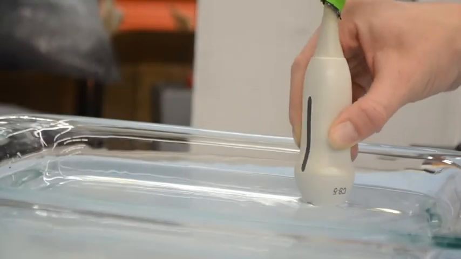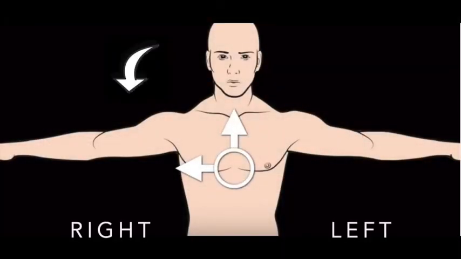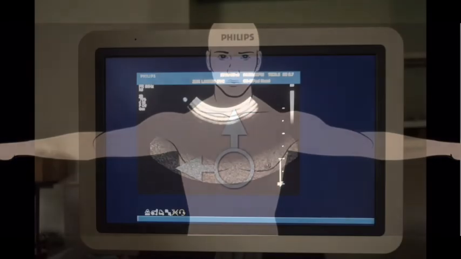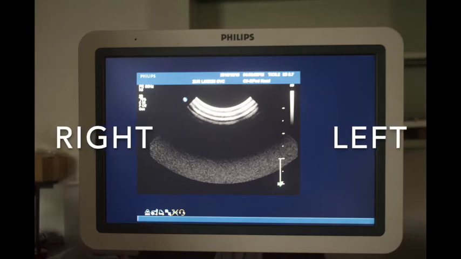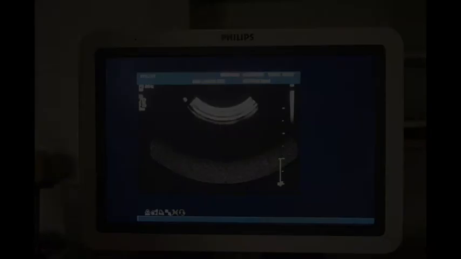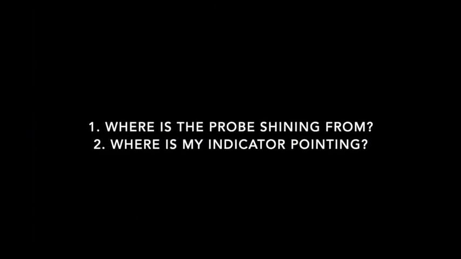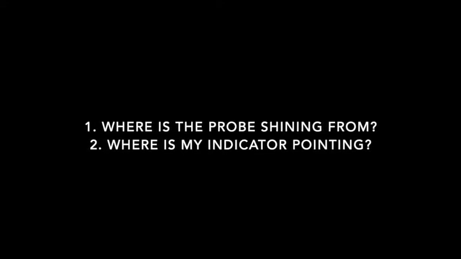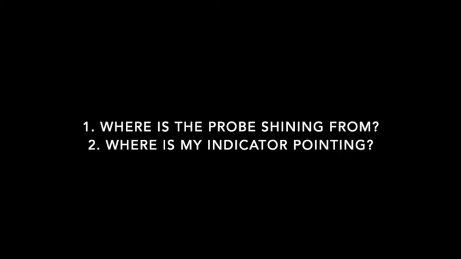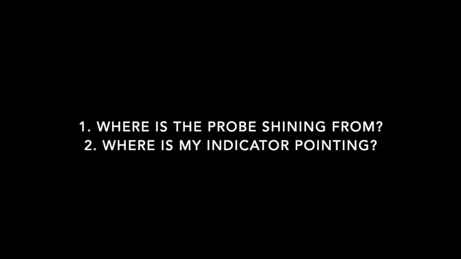Now rotate the probe 90 degrees so that the probe indicator is pointing to the right side of the model or patient. Remember that the patient will be laying on their back. Now the screen indicator represents the right side of the patient in this transverse plane image. Ask yourself 2 questions. Where is the probe shining from? If it's shining ventral to dorsal, then that will correspond to the top of your screen being superficial and the bottom being deep. Where is my probe indicator pointing? It will always correspond to the indicator on the screen.